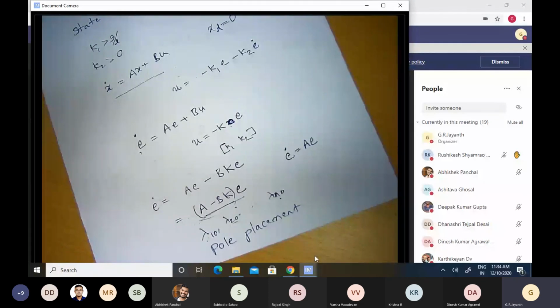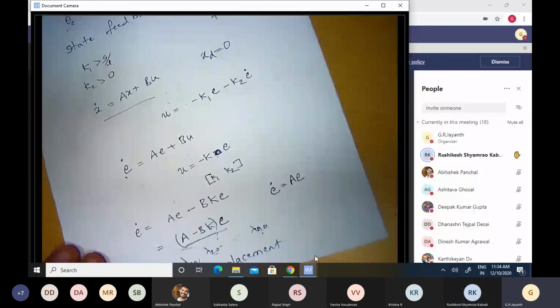Rushikesh Shamrao has a question. Sir, while defining u equals minus k1 e minus k2 e dot, you have written below u equals minus k times e. I think I have abused the notation here. I'm sorry.